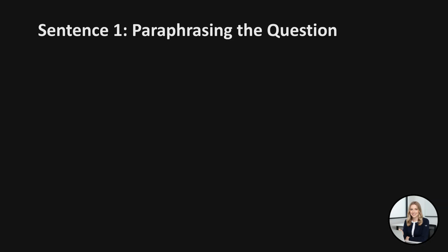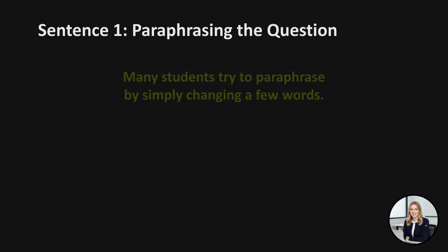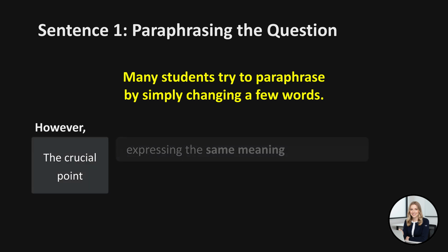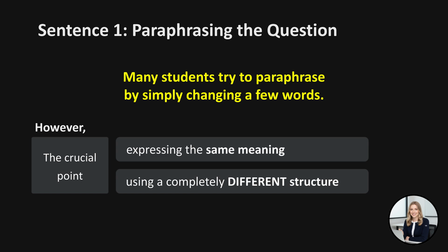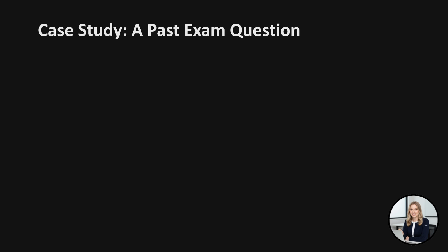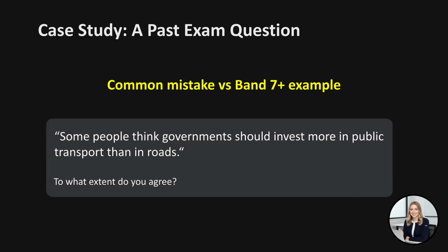Now let's look at sentence 1, which is about paraphrasing the question. Many students try to paraphrase by simply changing a few words. However, the crucial point is expressing the same meaning using a completely different structure. Let's look at an actual past exam question and compare a common student mistake with a Band 7+ example. The question we will use as an example is the following. Some people think governments should invest more in public transport than in roads. To what extent do you agree?